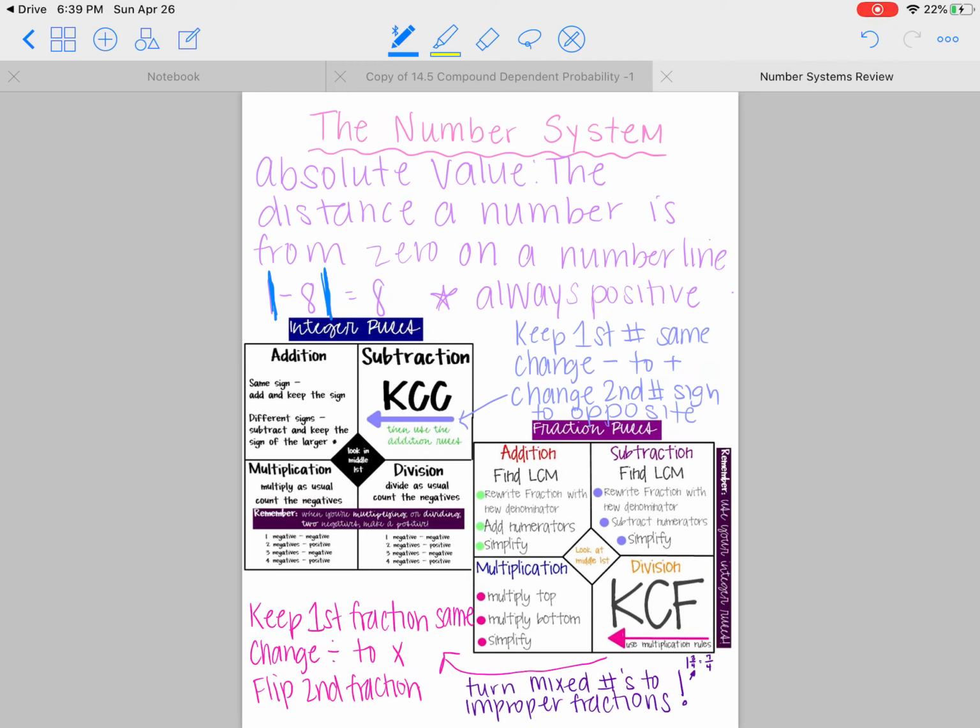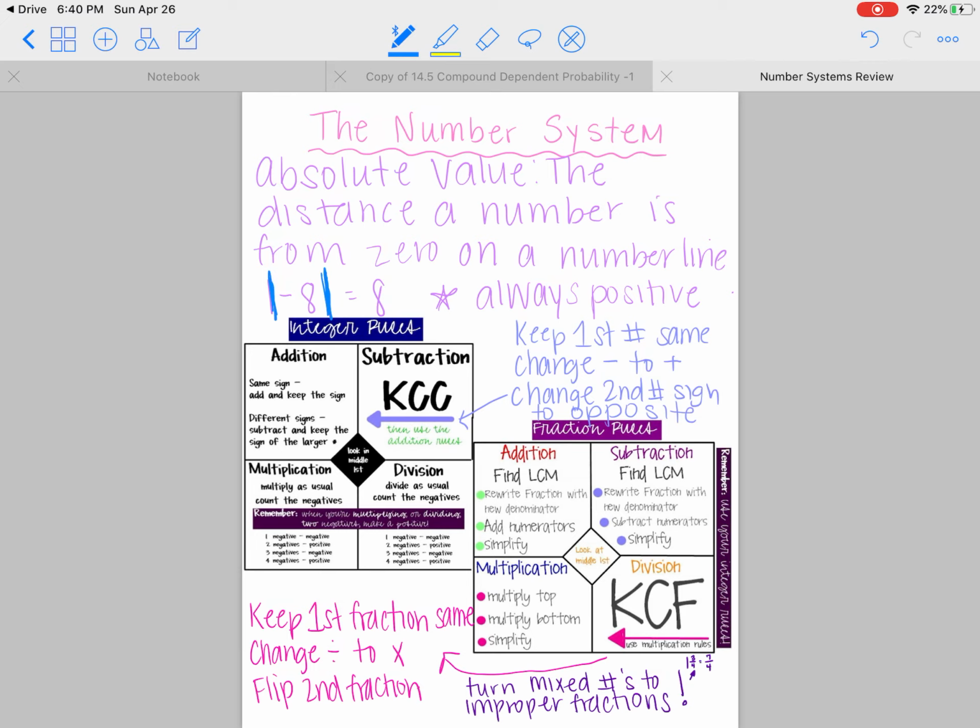If I'm dividing a fraction, keep, change, flip. Say it with me again. Keep, change, flip. You're going to keep the first fraction the way it is. You're going to change division to a multiplication. You're going to flip the other fraction, flip it upside down, and then multiply. Just like you should. Multiply straight across. Simplify if you can.